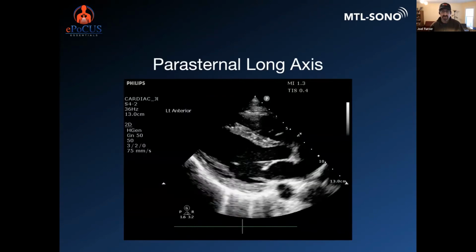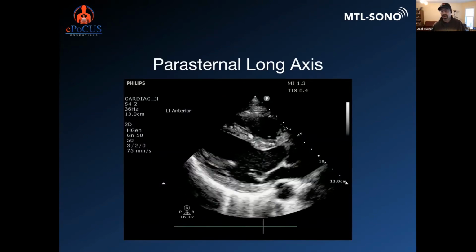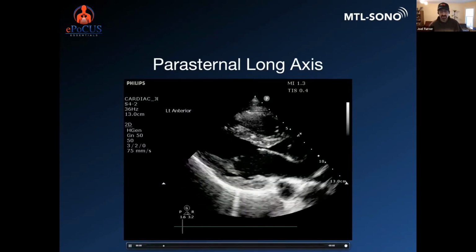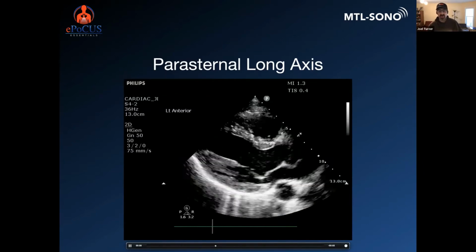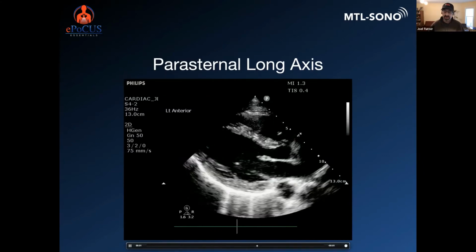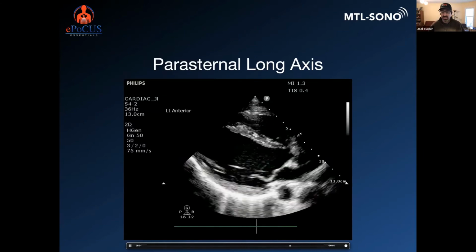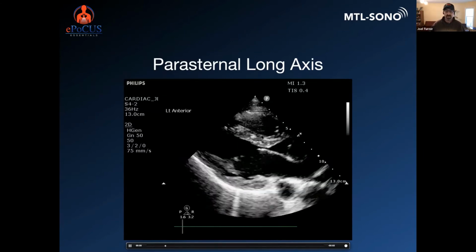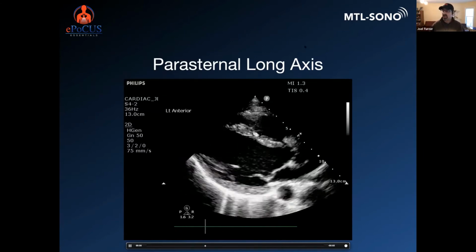So you really do need to know what all of these views are. Remember that this is your classical parasternal long axis, where you have your left ventricle, which is what you've always been focusing on for function. But you also need to look at the right ventricle, and there are some aspects of it that you want to look at during your parasternal long axis view.